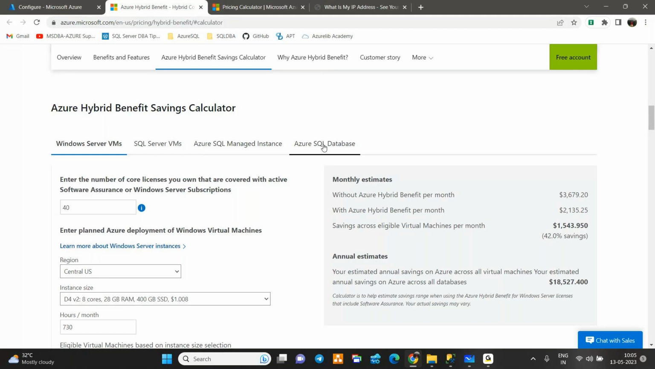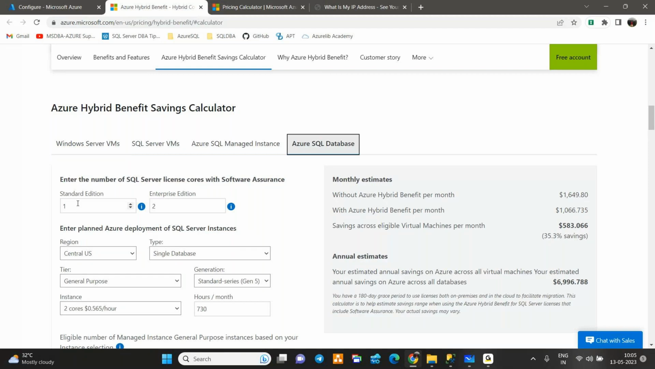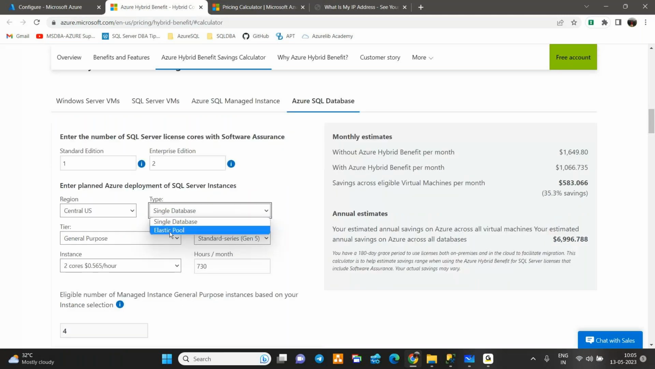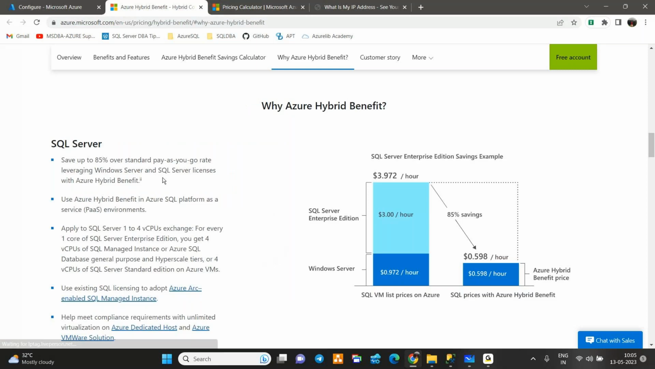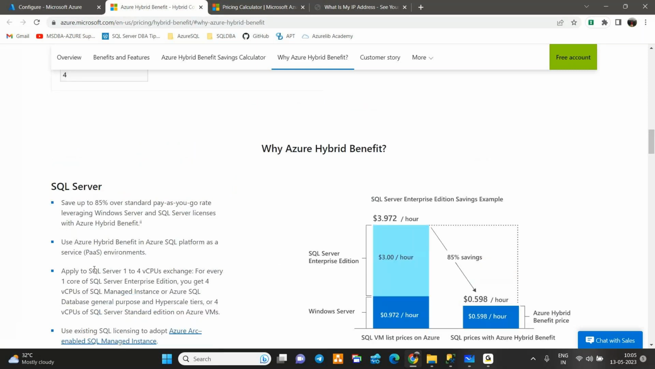So if you are having one Standard Edition license, two Enterprise licenses, what can you get here? You can get single database or elastic pool. You can get general purpose, business critical, hyperscale. And for this, what can you get? If you scroll down, here you can see, sir. One SQL Server, one core enterprise edition. For example, for each one core of SQL Server Enterprise Edition, you will get 4 vCores of managed instance.